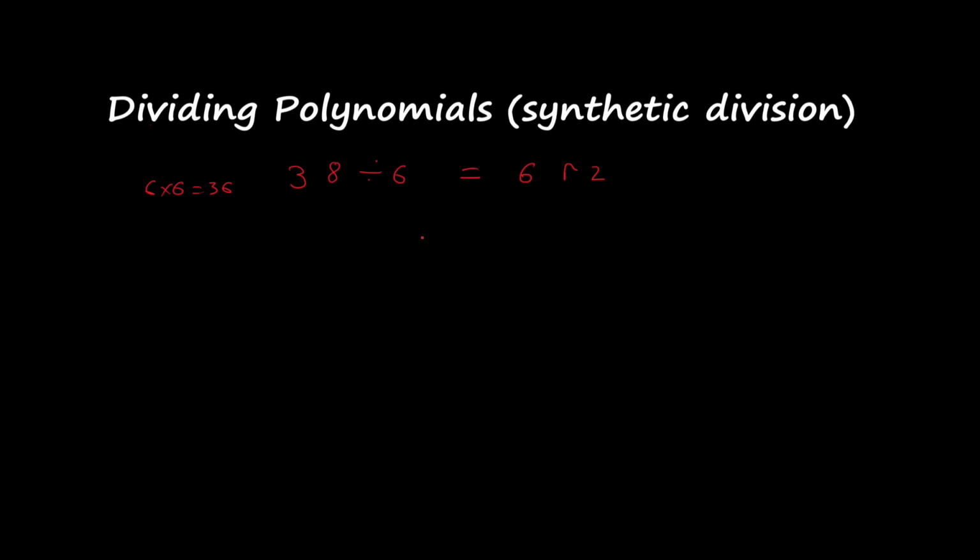So another way of writing this, when we have this full expression, is that 38 is equal to 6 times 6 plus 2, okay? When we're thinking about polynomials, we're going to have these new terms. So we've got a term here, this is what we're going to be dividing by. This is going to be called the divisor, because that's the one dividing. And then we're going to have this term here called the remainder, which makes sense.